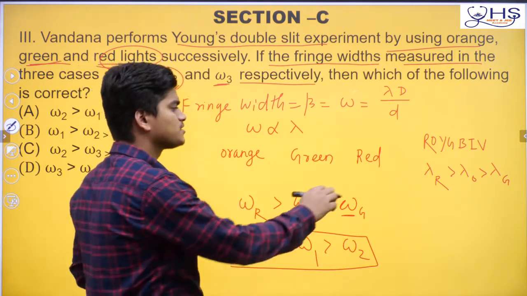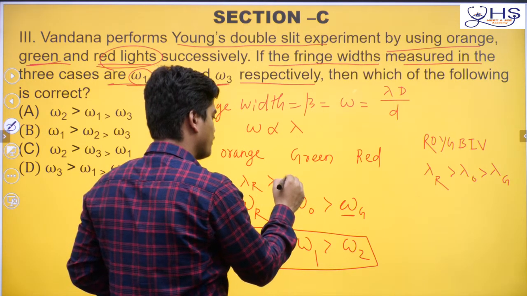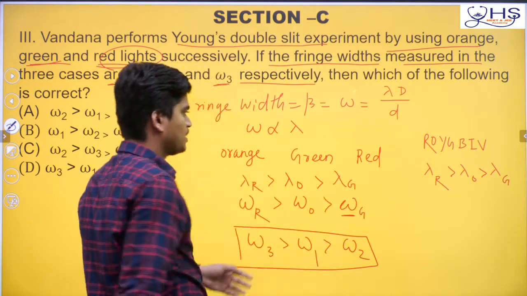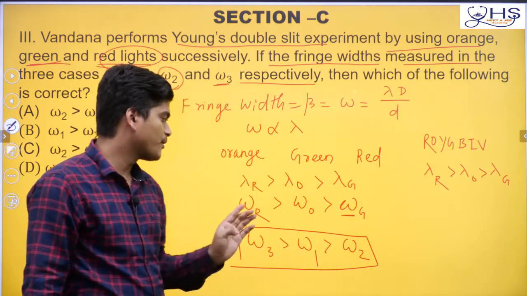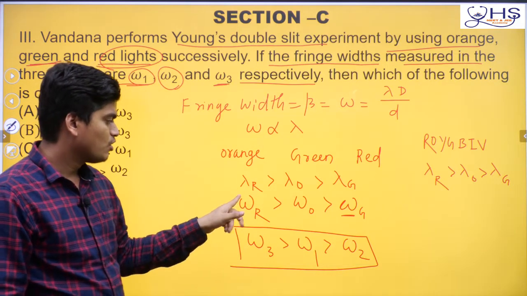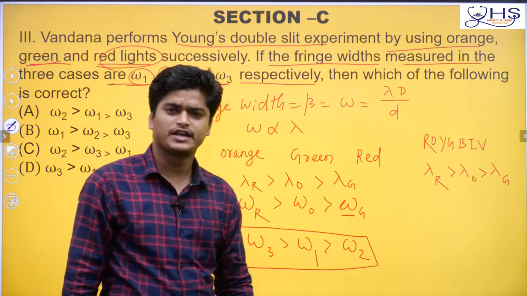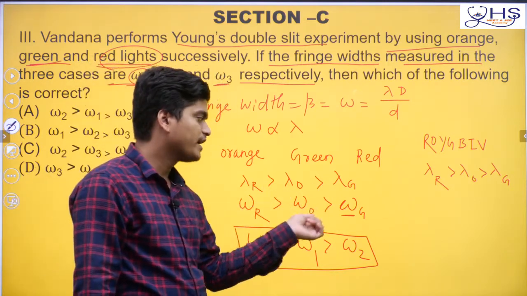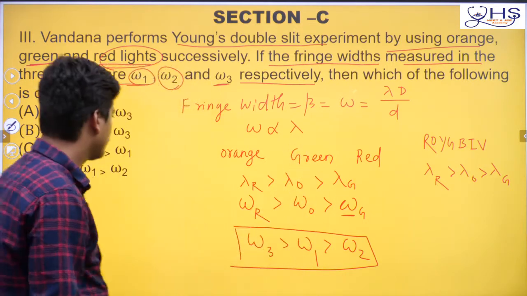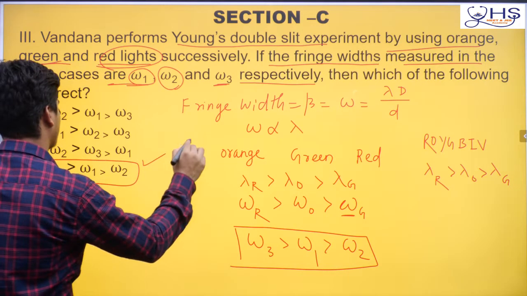Okay, why? Because the wavelength of red is greater than the wavelength of orange, which is greater than the wavelength of green, and omega, or fringe width, is directly proportional to wavelength. So that's why omega for red, or fringe width for red, will be more compared to orange and green, and orange will have greater fringe width compared to green. So this is the idea you can remember here. So the option will be omega 3 greater than omega 1 greater than omega 2.